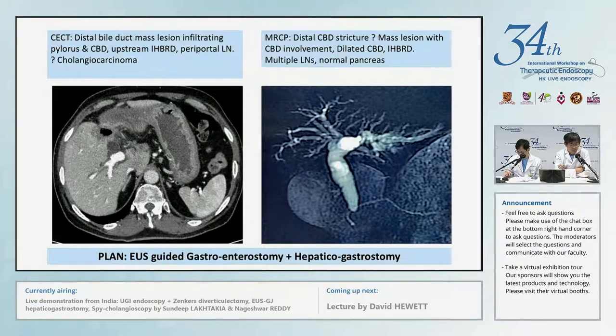CECT demonstrated a distal bile duct mass lesion infiltrating the pylorus and CBD with upstream dilatation and periportal lymph nodes, suggestive of cholangiocarcinoma. On MRCP also, it showed a dilated CBD with a mass lesion with CBD involvement, dilated IHBRD, and multiple lymph nodes. So the plan is to do an EUS-guided gastroenterostomy. Over to Dr. Sundeep.